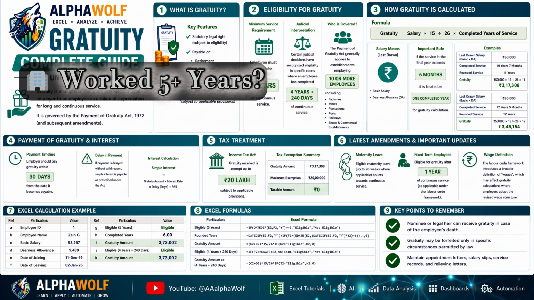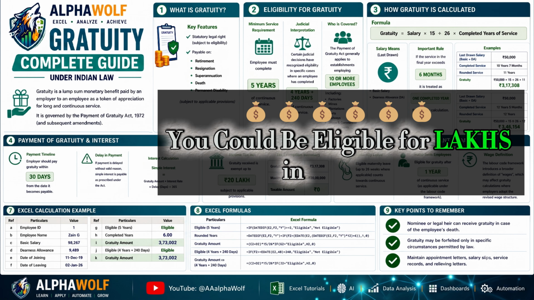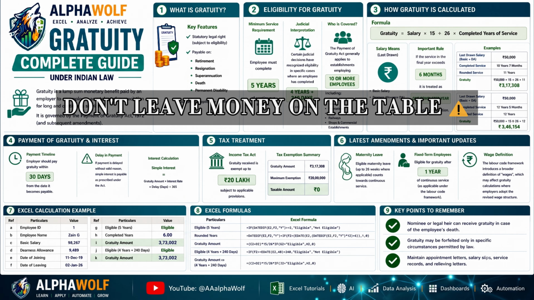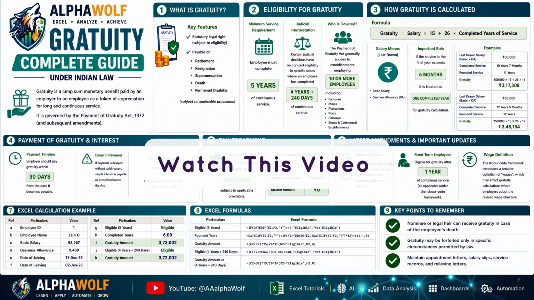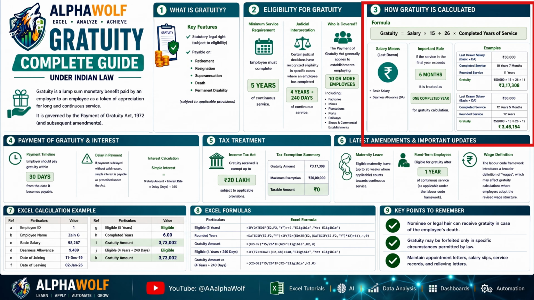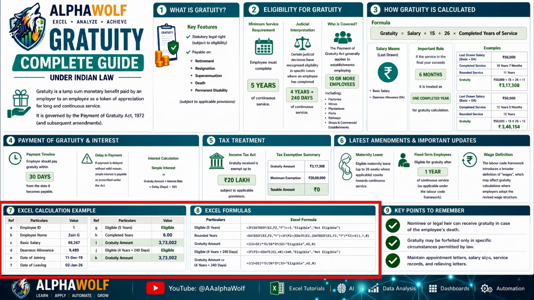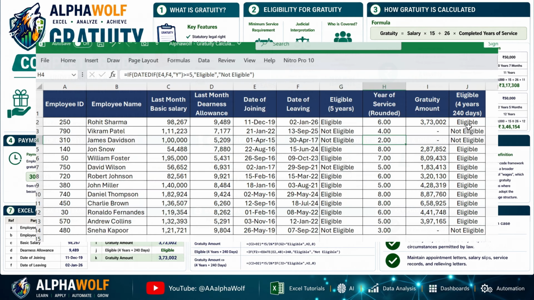Have you worked in a company for 5 years or more? You could be entitled to receive lakhs of rupees as gratuity, but many employees don't know how to calculate it. In this video, you'll learn when you are eligible, how gratuity is calculated, how much amount you can receive, and we'll build a fully automatic gratuity calculator in Excel.